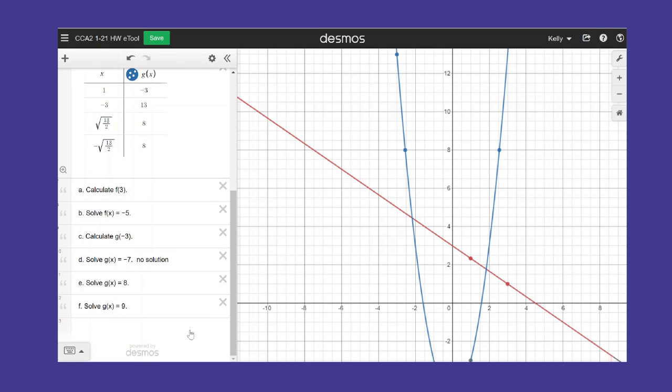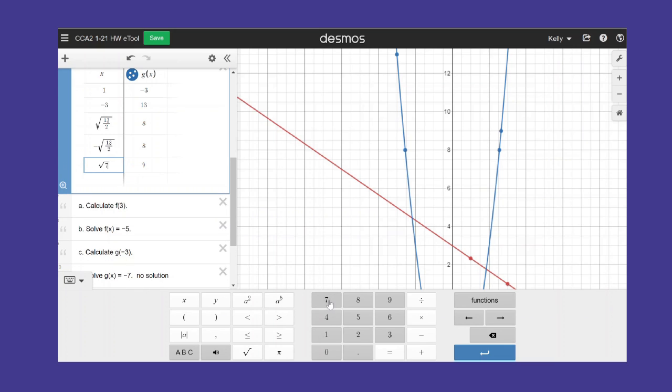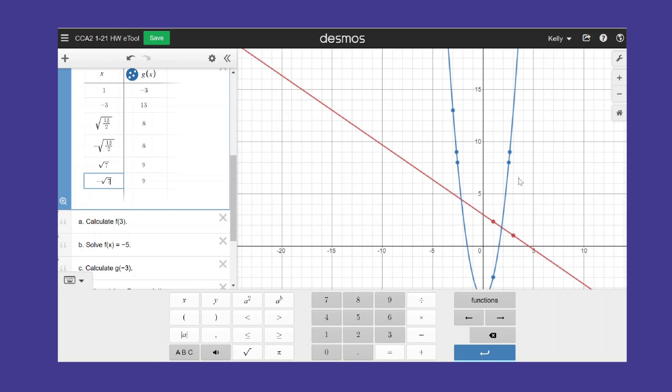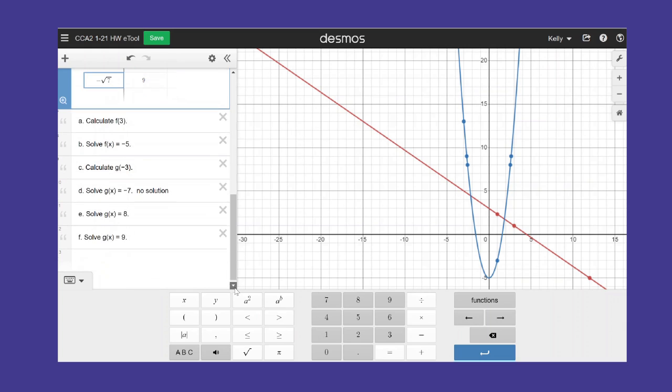And then we have also solved for g of x equals 9, and so we're going to plug that in as well, and that is the square root of 7. So just the square root of 7, and that should give us a 9, which it does, and a negative square root of 7, which also is a 9, and you can see those right here, okay. So I'm going to zoom out a little bit so you can see all the points that we have plotted. And that answers all of the questions for this one.